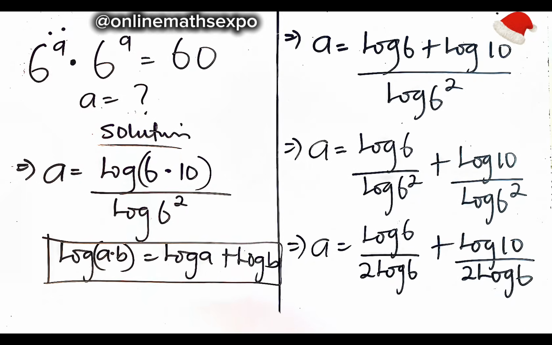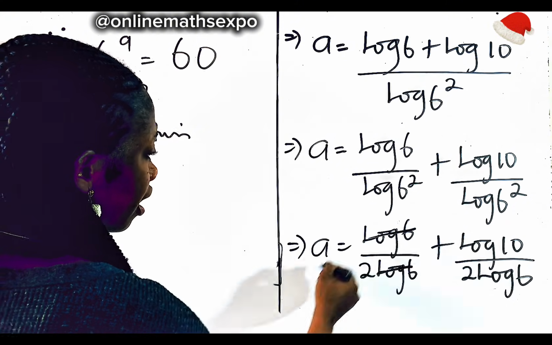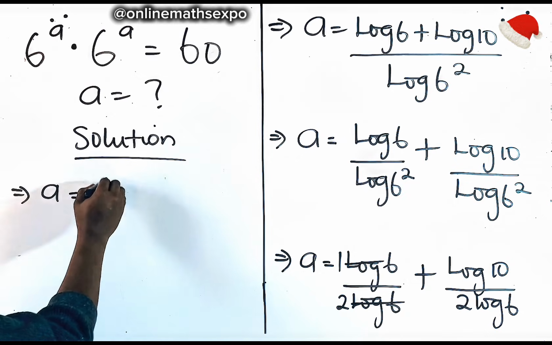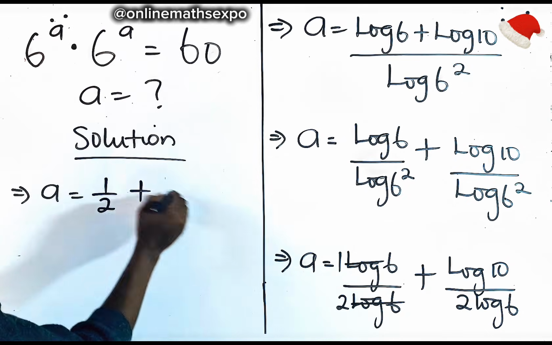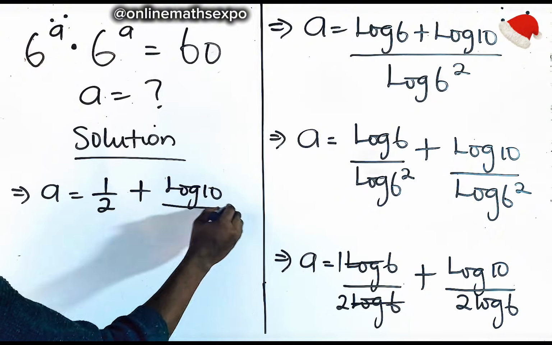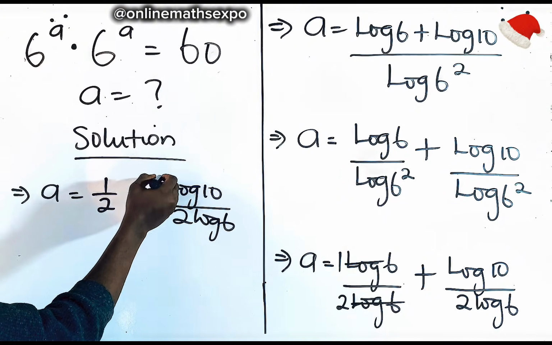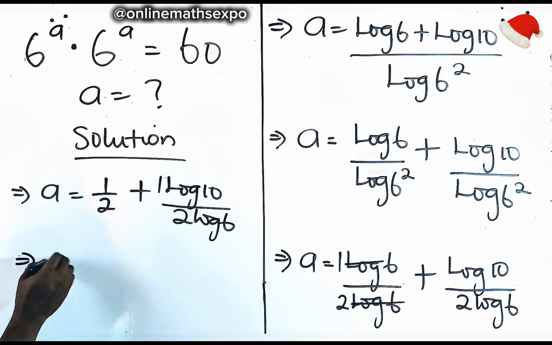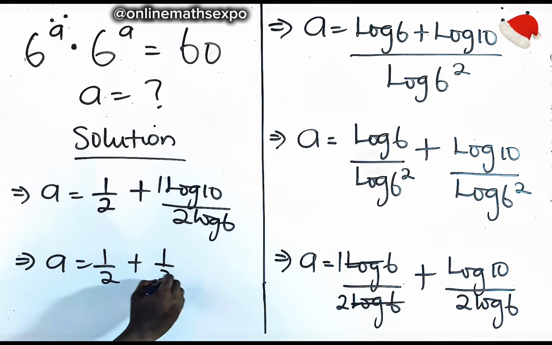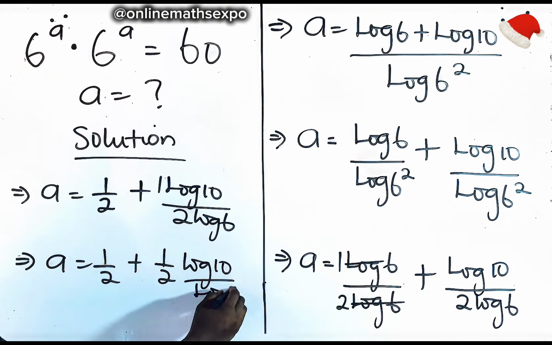Keep simplifying. This gives us a is equal to, you see that this and this can divide. Remember, the quotient is 1 here. So this gives us 1/2 plus, for this, remember, this is the same as log of 10 divided by 2 log 6. And the quotient here is 1. So we can have this as a is equal to 1/2 plus half log 10 divided by log 6.